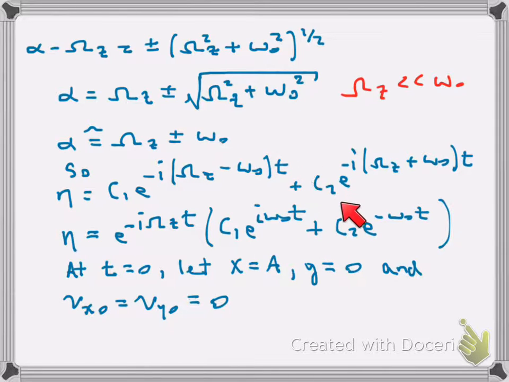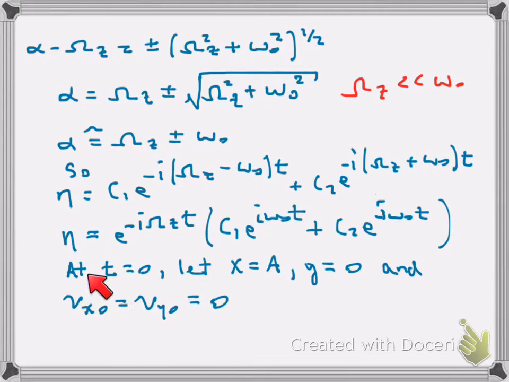plus c2 e to the minus i. I'm missing an i here. I think I can put it in just by hand. Okay, that didn't look so good, but at least it's there. So I have c1 e to the i omega naught t plus c2 e to the minus i omega naught t.